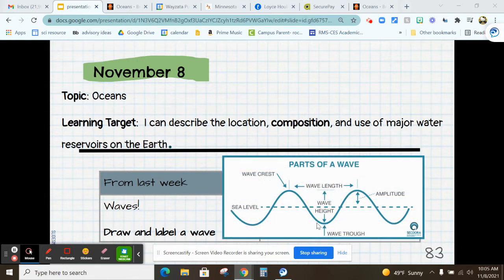Perhaps you wrote something like this where we've got our wave. You can see the tops of the wave are called the crests. The bottom is called a trough. A wave height goes from crest to trough, and a wavelength can be measured from crest to crest or trough to trough. Another word that we didn't really talk about is amplitude, and that is the height above sea level.